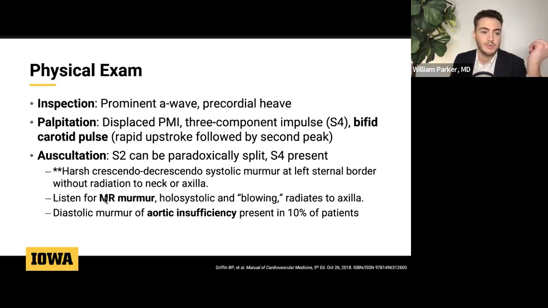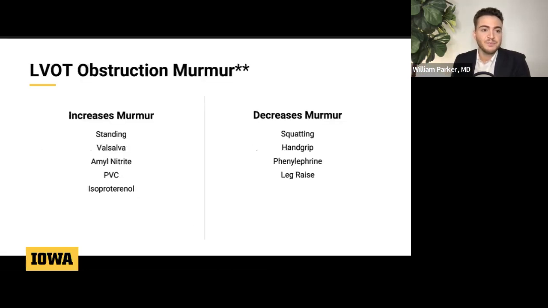You should be listening for a mitral regurgitant murmur, as that's present in the majority of patients with obstructive disease, which is softer and more hollow systolic rather than crescendo-decrescendo. And notably radiates to the axilla. And then just also be aware, 10% of people with obstructive disease also have aortic insufficiency.